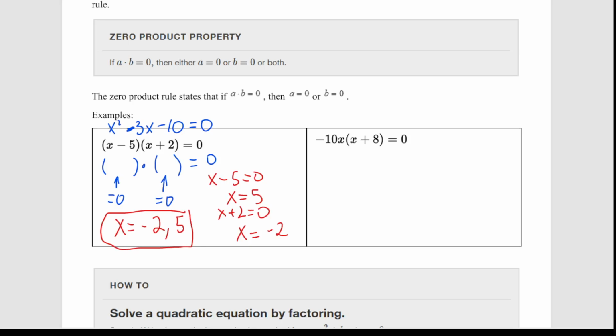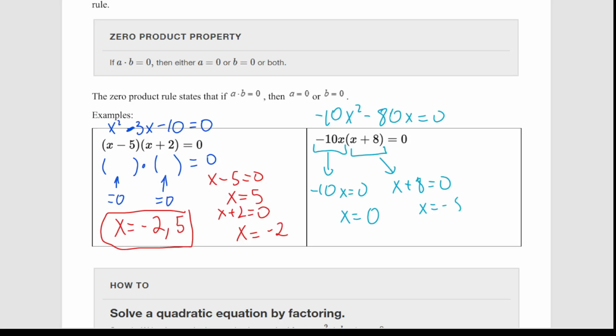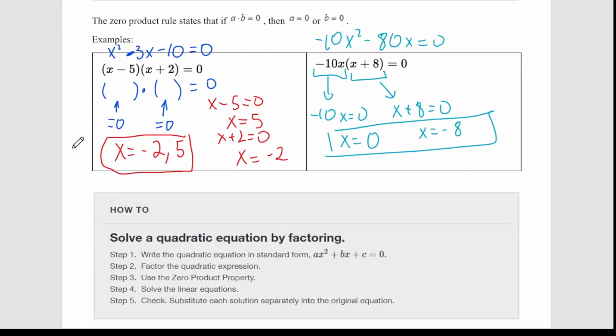So in this next example, that initially would have been negative 10x squared minus 80x that you would have correctly factored by pulling out a greatest common factor of negative 10x. Now you can go ahead and just set each of these equal to 0. So either negative 10x is 0 or x plus 8 is 0. Negative 10x is 0, divide both sides by negative 10. You get x would be 0 itself. x plus 8 is 0, subtract 8 from both sides. You get x is negative 8, and those would be your 2 answers.